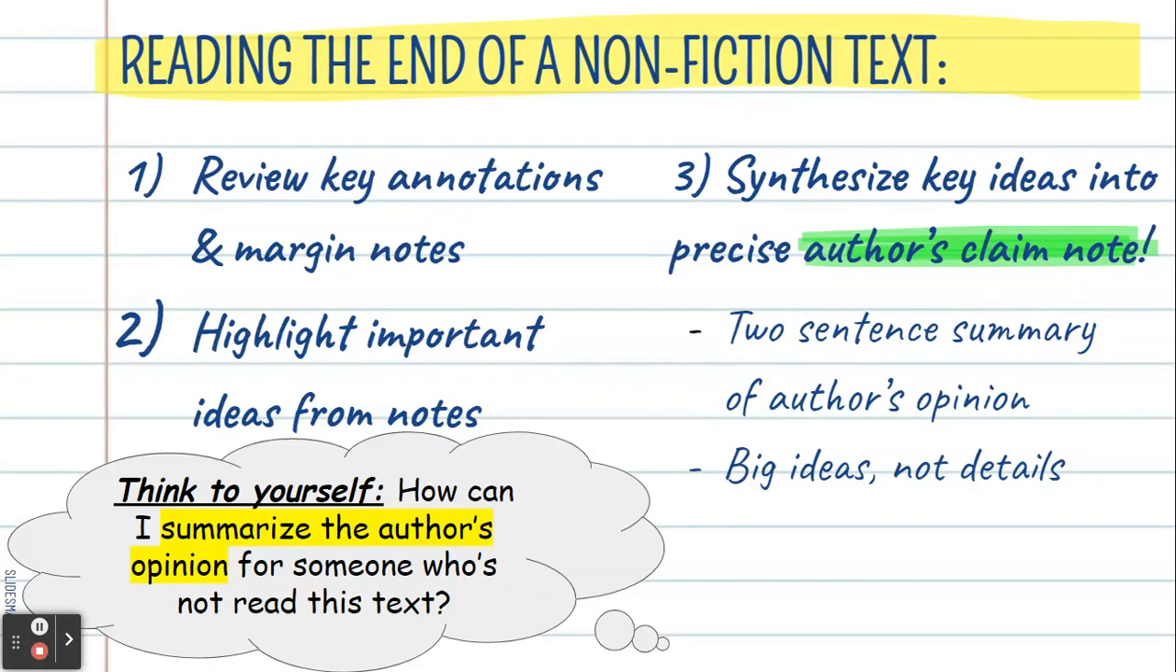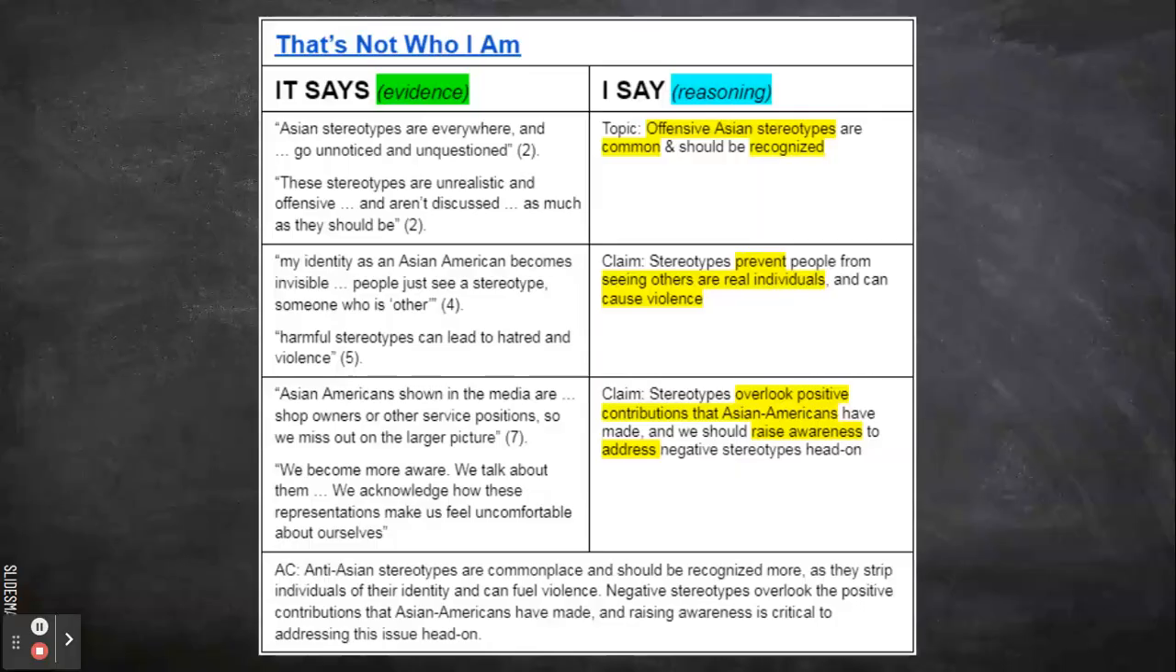At the end, I've finished reading, so now I review all my notes. I highlight the most important ideas from my 2-column notes, and I synthesize those key ideas into one author's claim note at the very end. This should be a 2-sentence summary of the author's opinion. Big ideas, not details. Ask yourself, how can I summarize the author's opinion for someone who has not read this text?